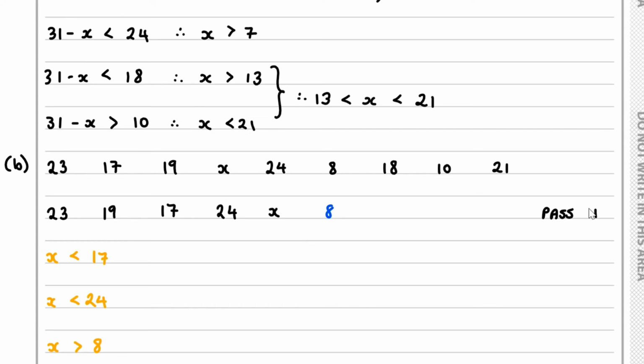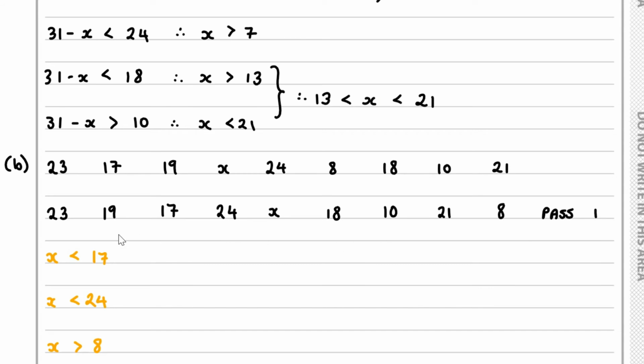So now if we finish off this pass, we compare 8 with 18. Do they need swapping? Yes, they do. 18 goes here, and 8 goes here. We then compare the 8 and the 10. Do they need swapping? Yes, they do. So 10 goes here, and 8 goes here. We then compare the 8 and the 21. Do they need swapping? Yes, they do. 21 goes here, and 8 goes here.